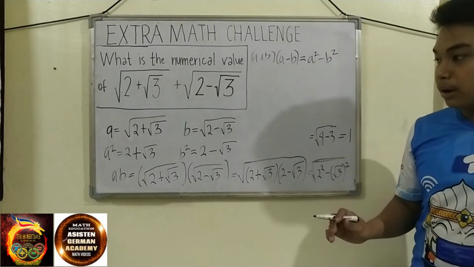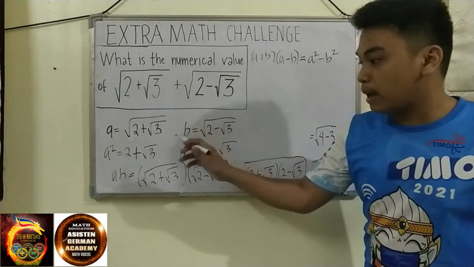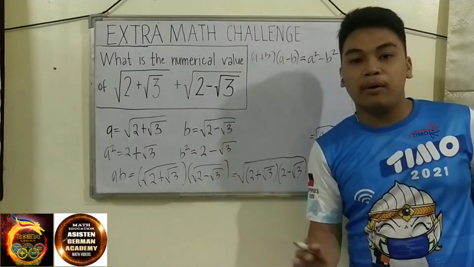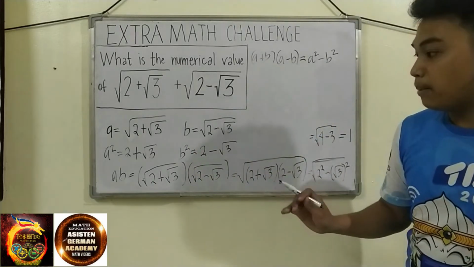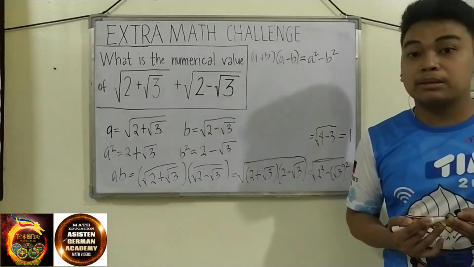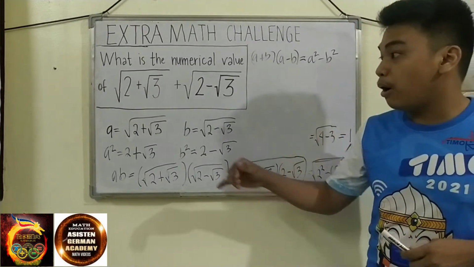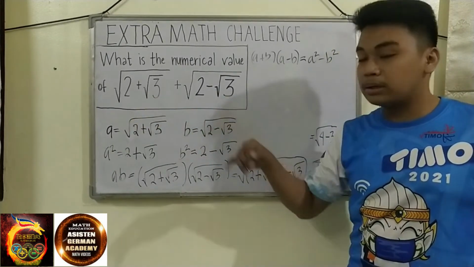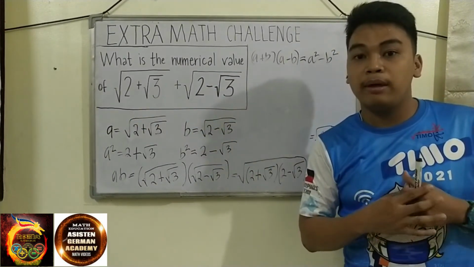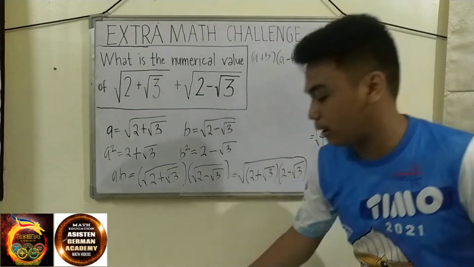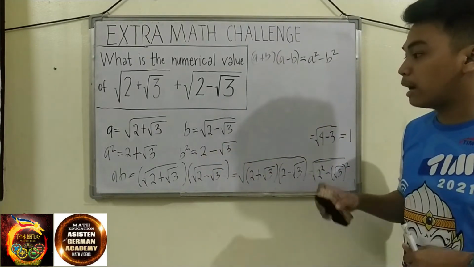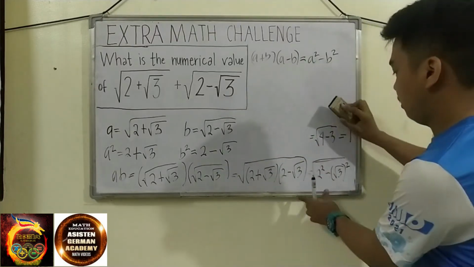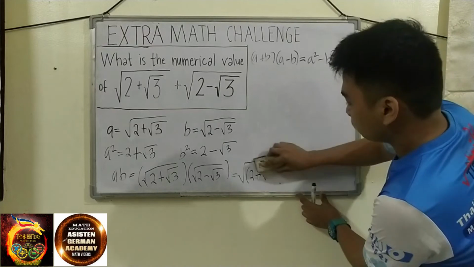So we have already solved the values of A squared, B squared, and also AB. And remember that our goal is to solve for the value of A plus B, because this is our A and this is our B. So our goal is to solve the value of A plus B. Okay. So if you want to copy this solution, you can pause the video. Okay, so let's erase this.